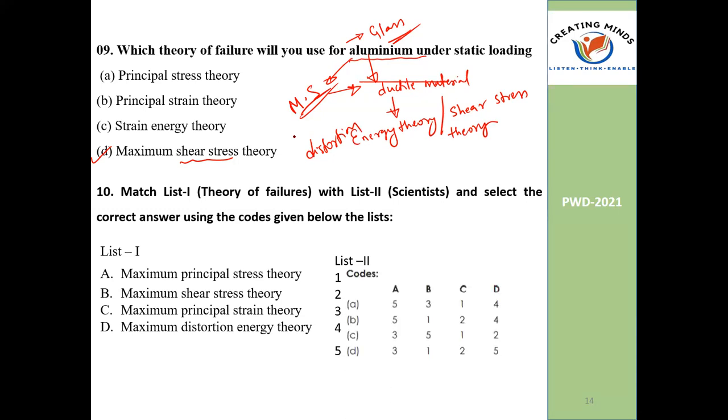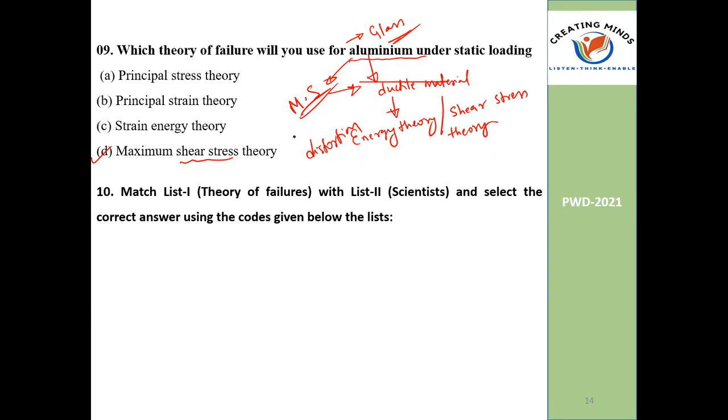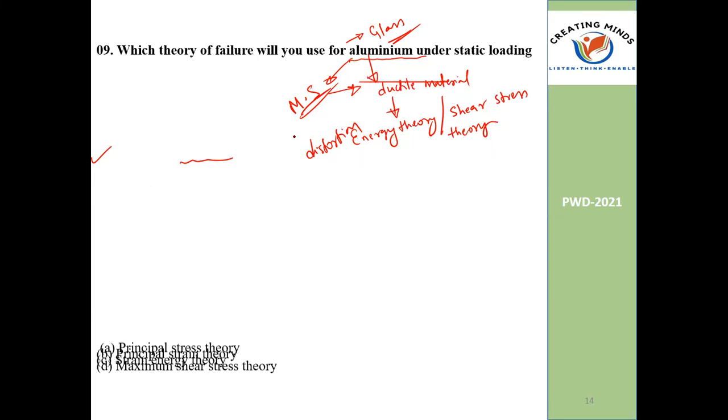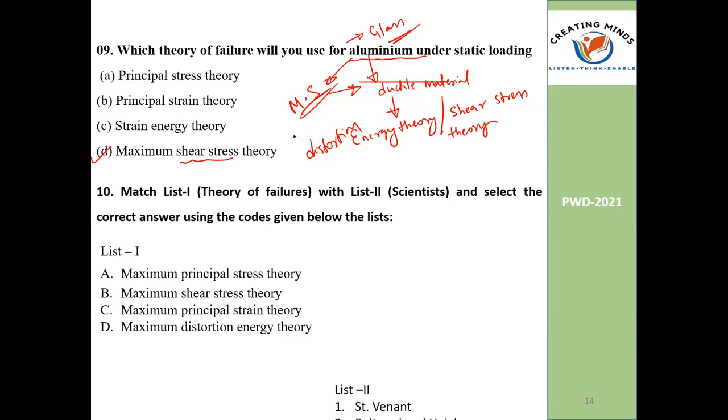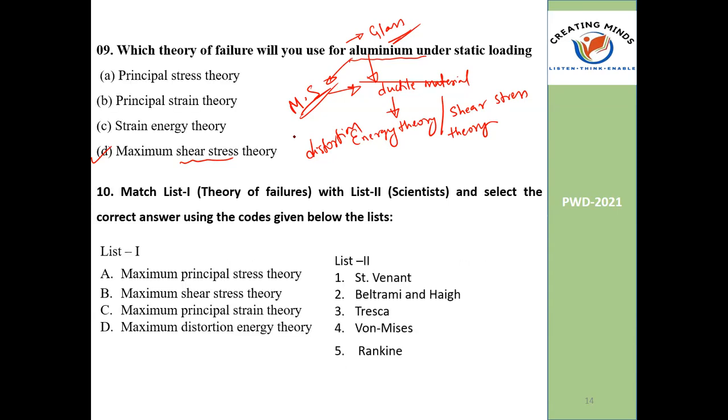What is the code? Wait. A5. A5. Okay. Now please guess. Afterwards I will give the code. Others, other answers. B3. B3. A, maximum principal stress theory. Maximum principal stress theory is given by Rankine.